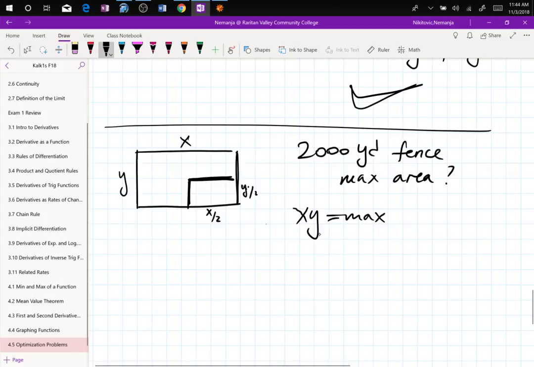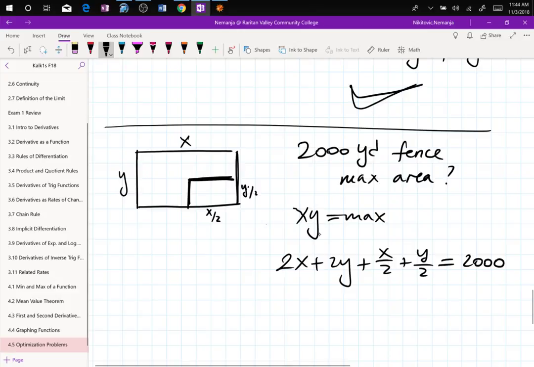The perimeter function for that? It would be 2x plus 2y plus y over 2 plus x over 2, equals 2000. Because you have extra 2 lines, right? Without the inner part, you just have 2x plus 2y. So 2x plus 2y on the outer rim is 2x plus 2y.